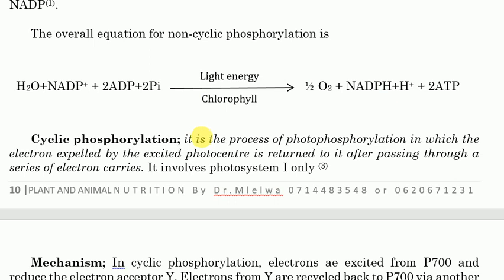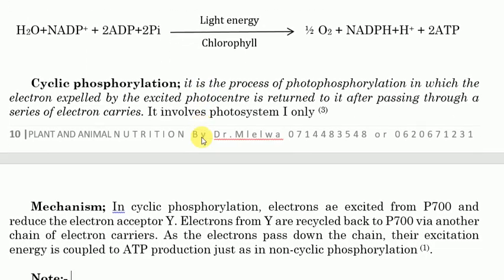Now let's look at cyclic phosphorylation. It is the process of phosphorylation in which the electron expelled by the excited photocenter is returned to it after passing through a series of electron carriers. So it involves photosystem 1 only.